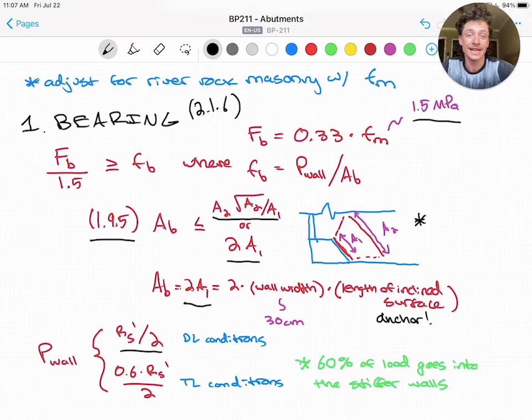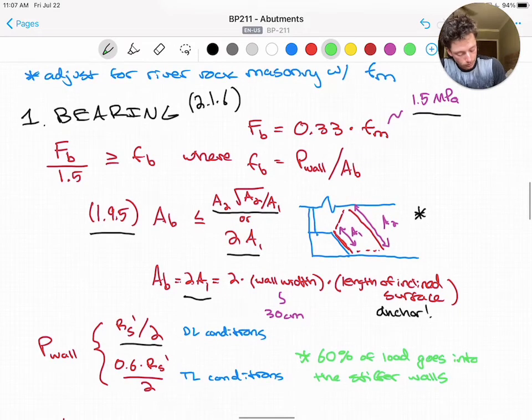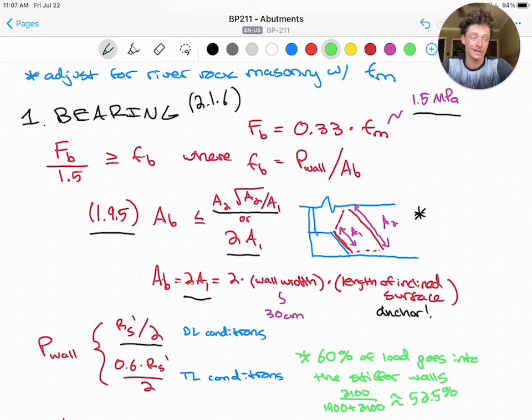So we can turn to density as a proxy. Say the fill density is 1900 kilograms per meter cubed, and the walls are 2100 kilograms per meter cubed. We can use our density proxy to calculate that about 52.5% of the load should go into the walls, and the rest of the load should go into the fill.